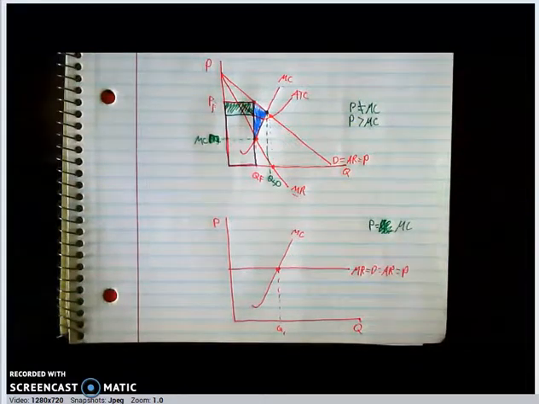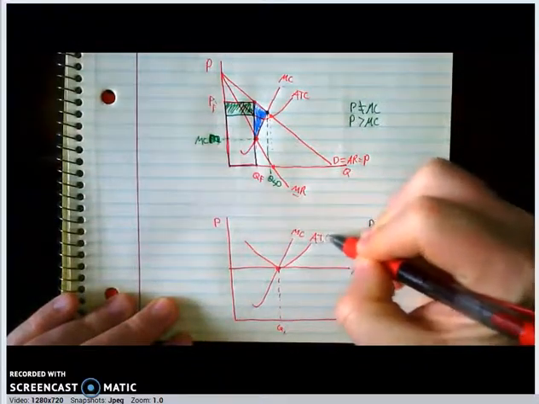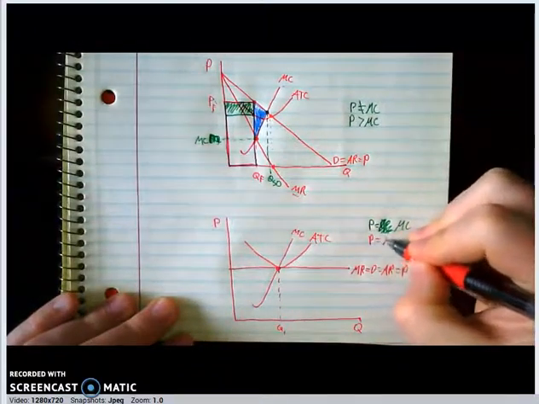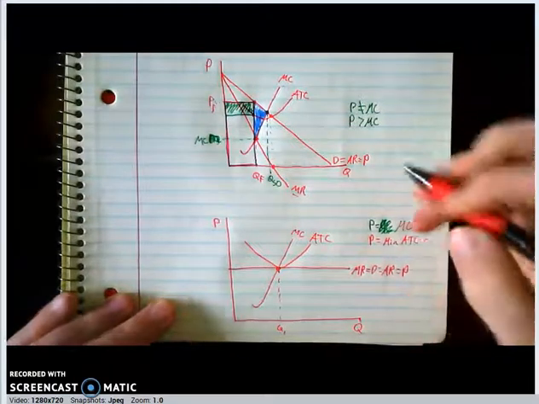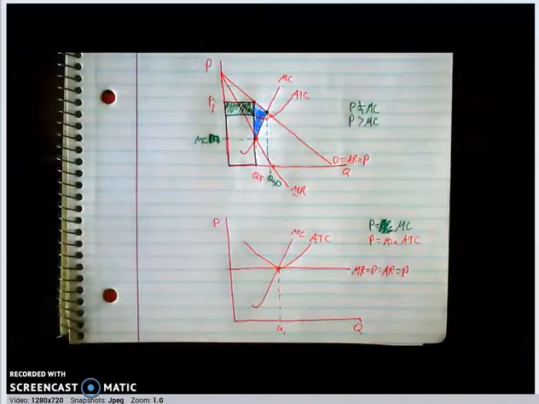The other thing is productive efficiency. If this firm is in long run equilibrium down here, price equals minimum ATC. Notice that does not happen here. Again, price does not equal ATC. So it's neither productively nor allocatively efficient.